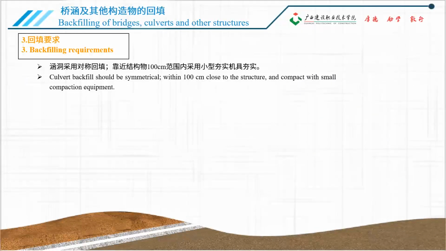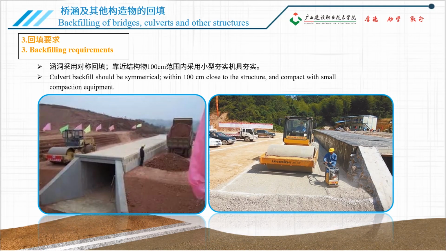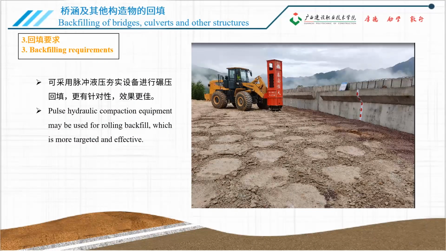As shown in the figure, culverts are backfilled symmetrically to ensure that structures are balanced under pressure. Within 100 centimeters near the structure, small compaction machines and tools are used for compaction. Another compaction method is to use pulse hydraulic compaction equipment for rolling backfilling, which has no impact on the structure, is more targeted, and has better compaction effect.